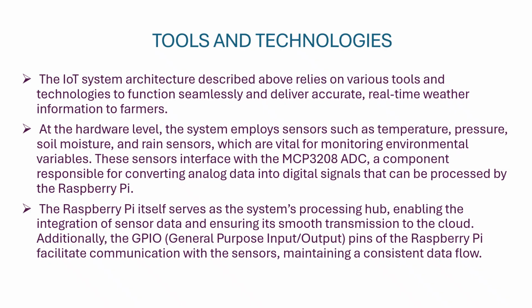We need an analog to digital converter too simultaneously, which is MCP3208, to convert analog data into digital data. And this data is processed by microcontroller Raspberry Pi, which has inbuilt Bluetooth and Wi-Fi connectivity. The Raspberry Pi is the central part of the system which processes the data and transfer it to the cloud. Got it? I hope you are getting my words.